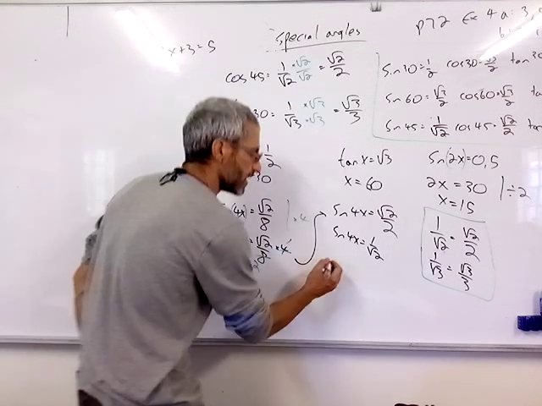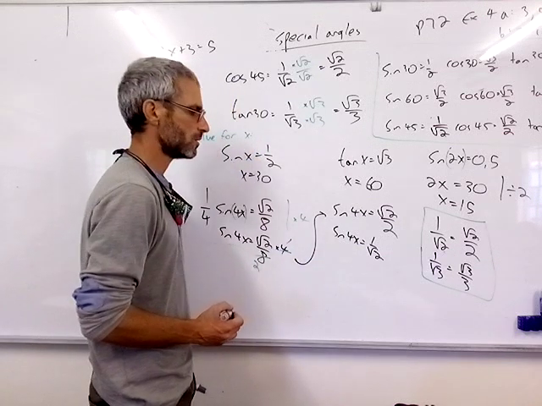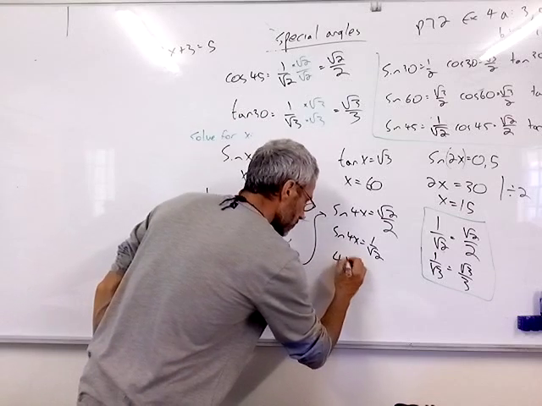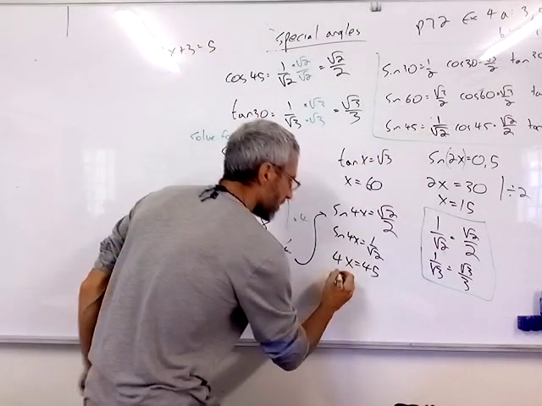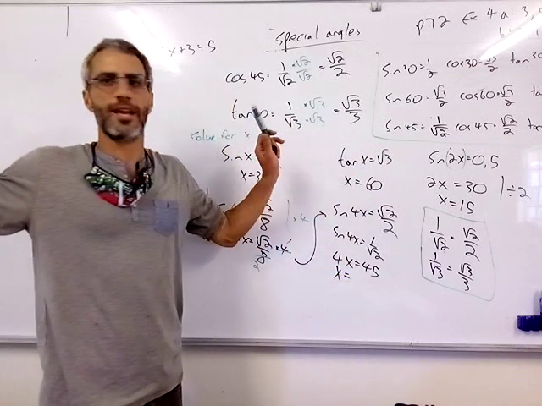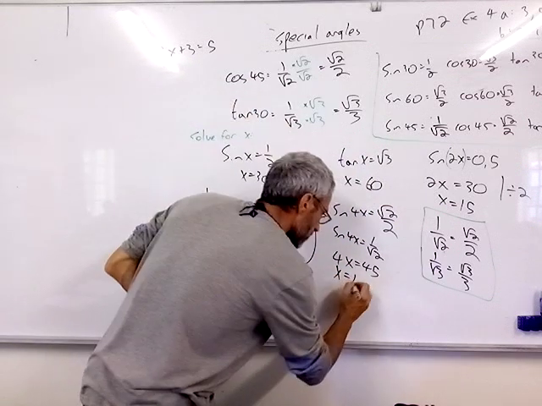Okay, so what does that tell you? How do I solve that? 4x equals 45. Good one. 4x equals 45. Okay? And that means x equals, now we need the calculator. 11.25. For that you can use a calculator.